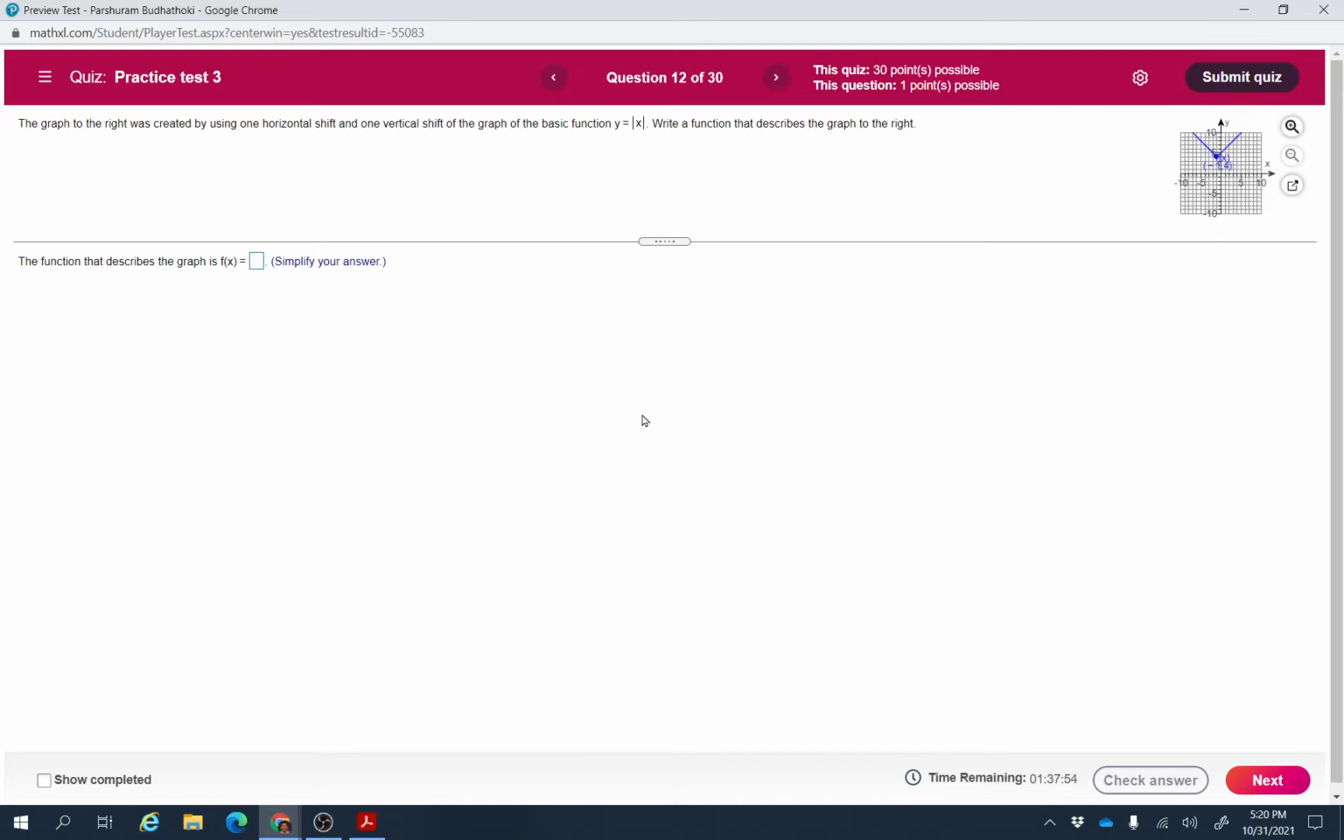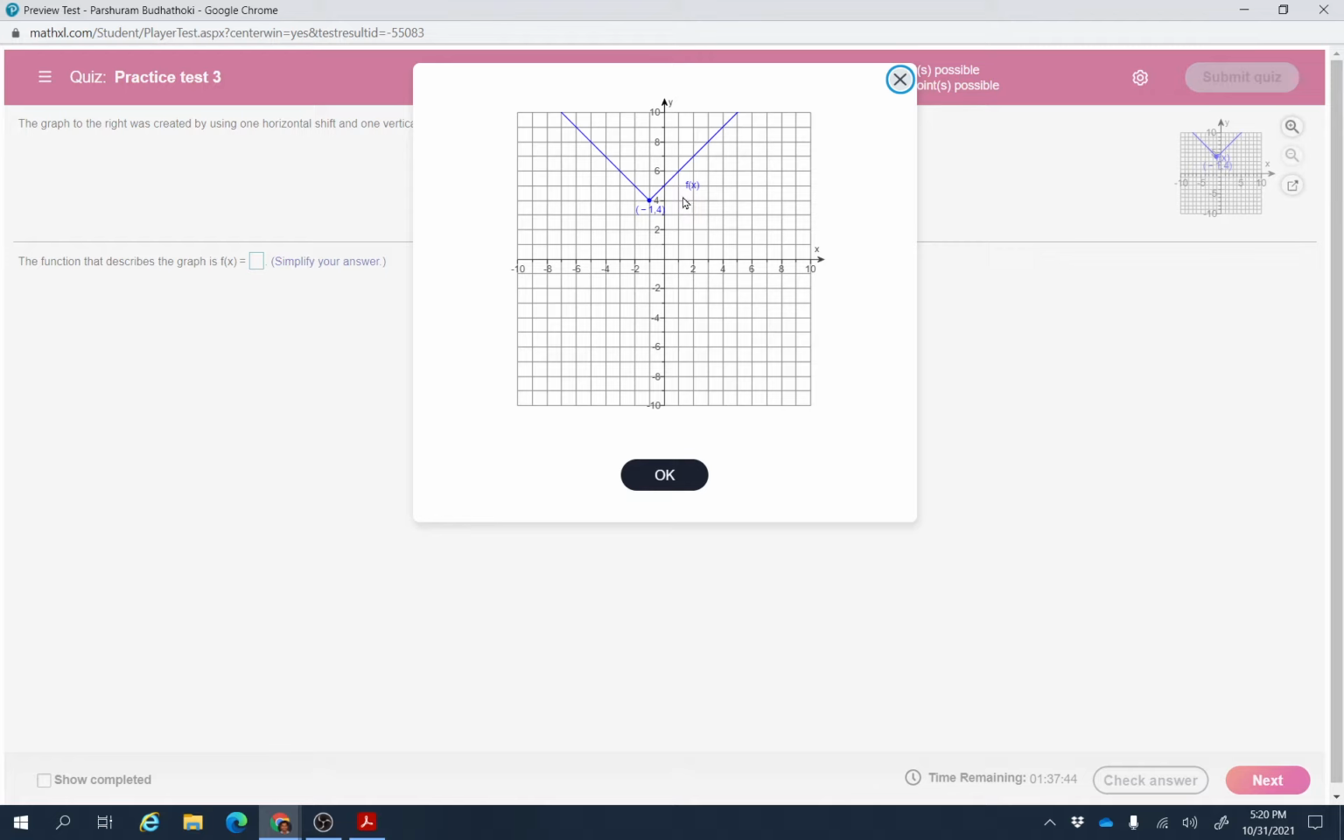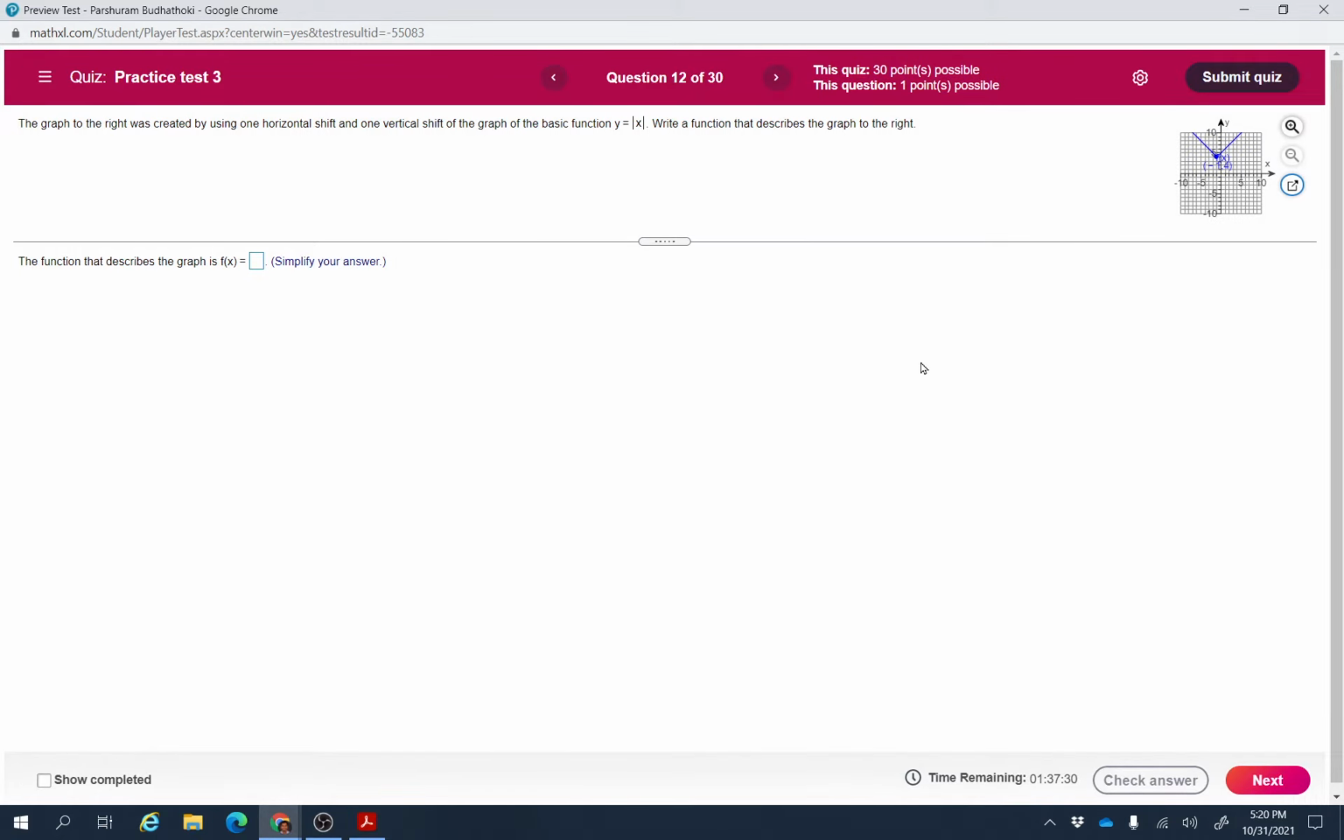What is this? The graph to the right was created by using one horizontal shift and one vertical shift of absolute value of x. So if you focus on this graph, the absolute value of x starts from 0, 0, and it's going up 4 units and left 1 unit.